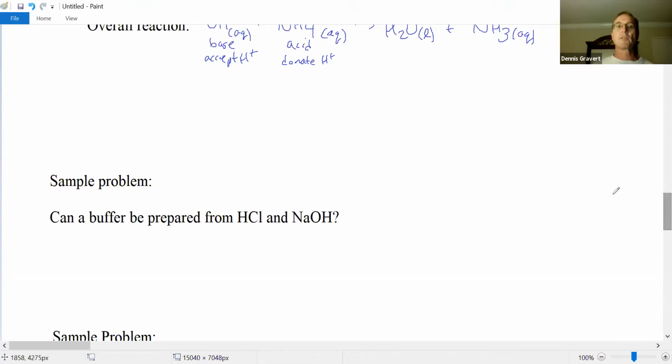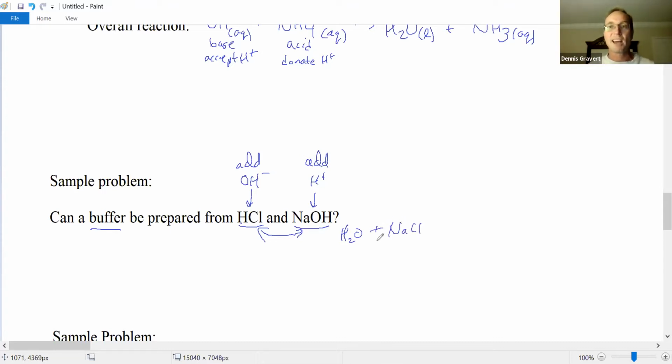Hey, can you prepare a buffer from HCl and NaOH? At face value, you might say, yeah, if you dump in a contaminating base, if we add hydroxide ion, HCl should attack that. Or if we add H+, the sodium hydroxide will attack that. Ooh, but these are strong acids and bases. So if you mix them as you prepare your buffer, they attack each other. And then you're left with, well, the H+ gets donated, hydroxide accepts it, and then Na and Cl combine, and now you have a saltwater solution, and that is not a buffer. You don't have any weak acids and weak bases.